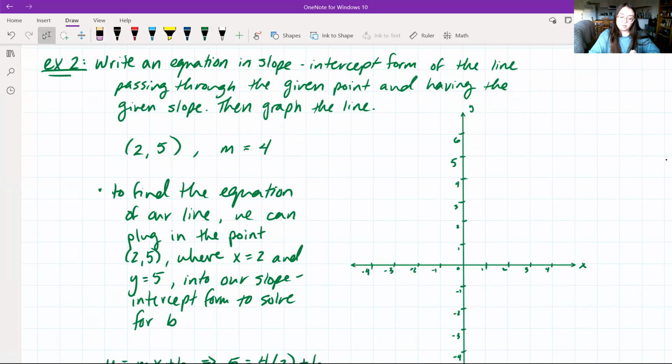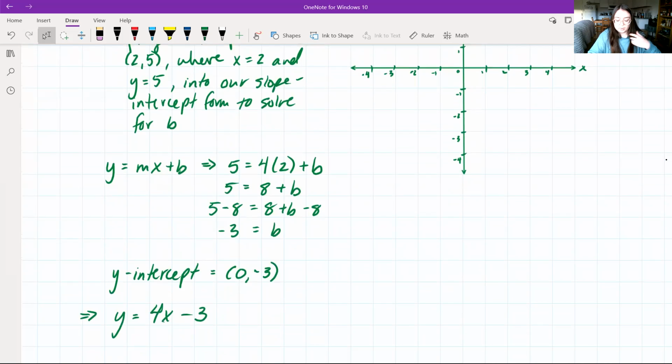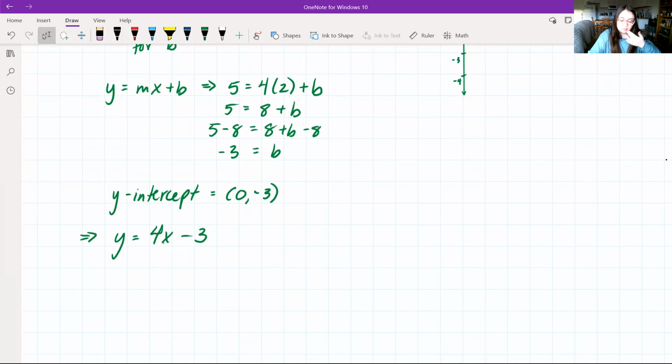So given our problem, we want to write the equation in the slope-intercept form of the line passing through the given point, and having the given slope. Now we want to graph the line. So we're going to do the same thing as we did in our last problem to go ahead and graph this line. So we have our equation in our slope-intercept form. So step 1, we have y is equal to 4x minus 3.